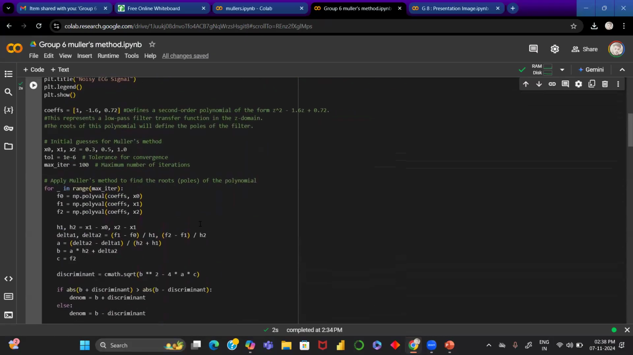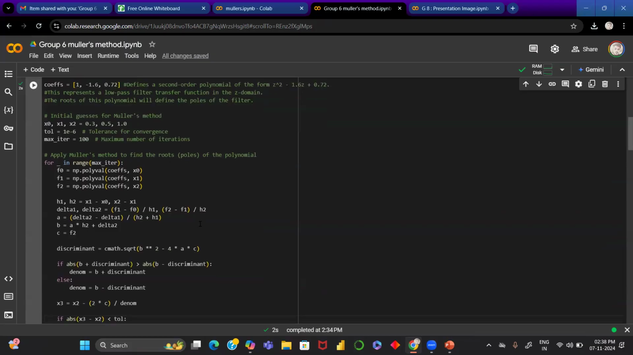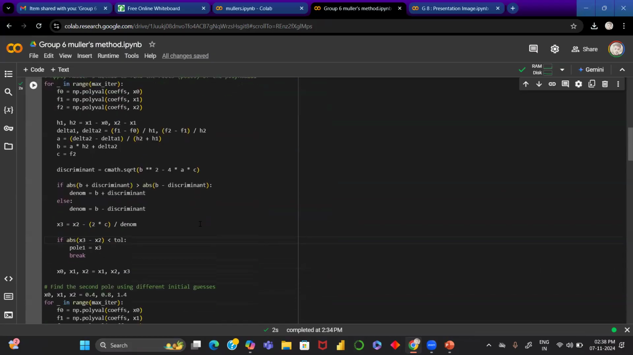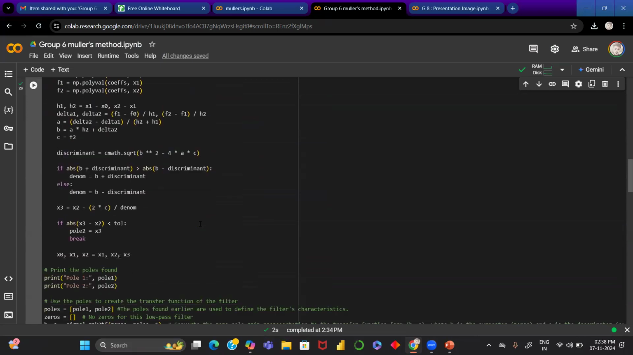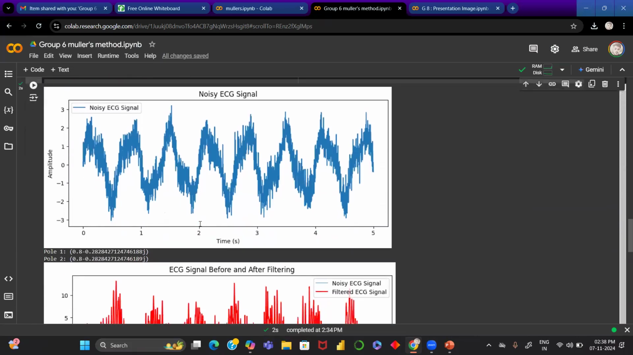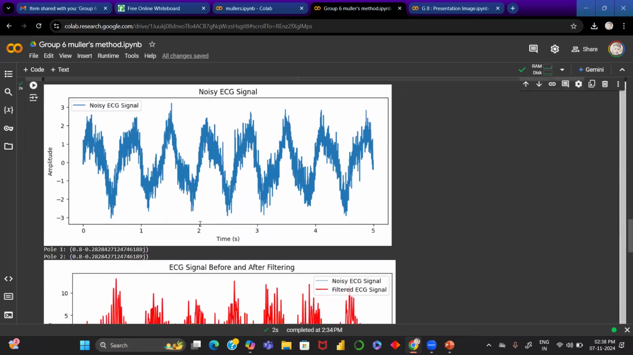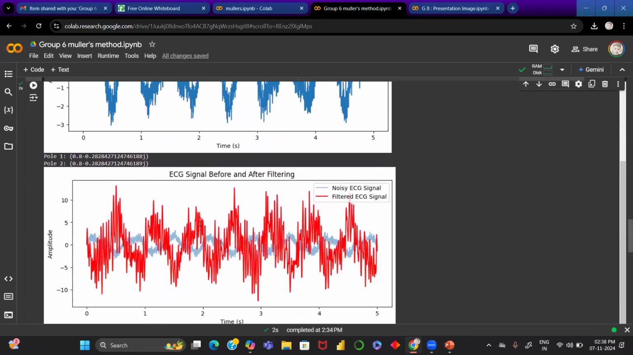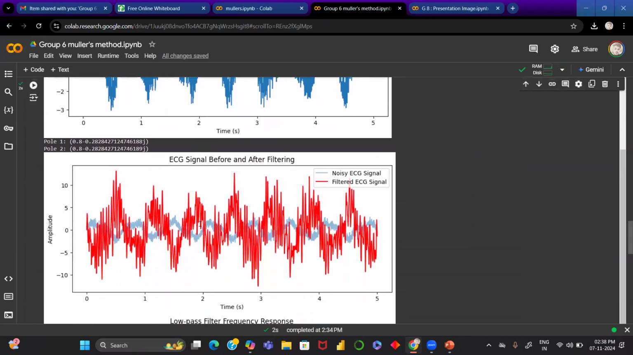Question. Okay. So it's a second order, second degree, so you are getting two roots. Yes. And all the roots are complex conjugates. Yes. Okay. Go to the figure. Yeah, this is the noisy ECG signal. Go down. Yes, so you can see the blue one is the noisy ECG signal, right? Then the red one is the filtered ECG signal.